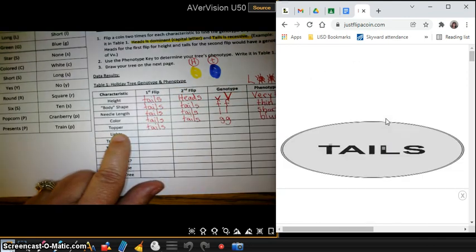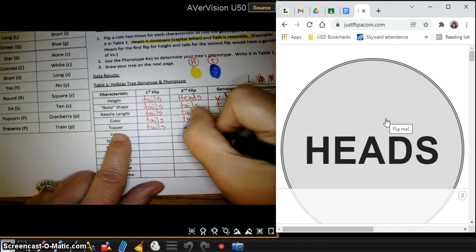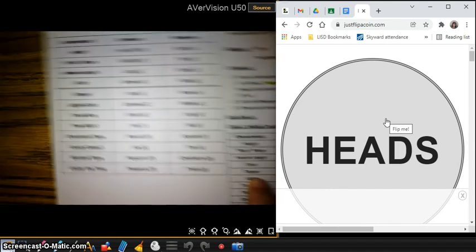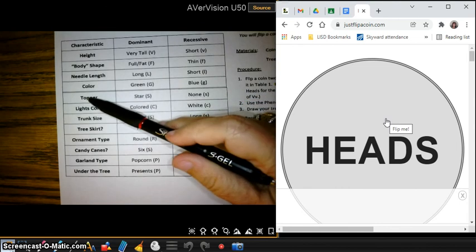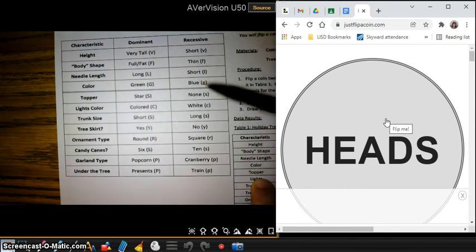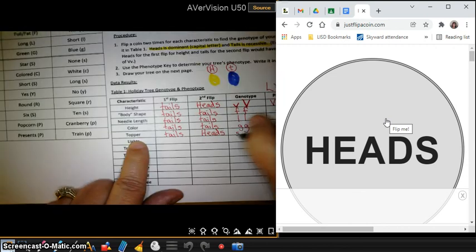I'm gonna flip again. It's going to be heads. Okay, so when we look at topper, they could have used a T for topper, but they didn't. They used S for star. Capital S for star, little s for no star. So I have a little s and a capital S. But because this is a dominant trait, I'm going to have a star on the tree.